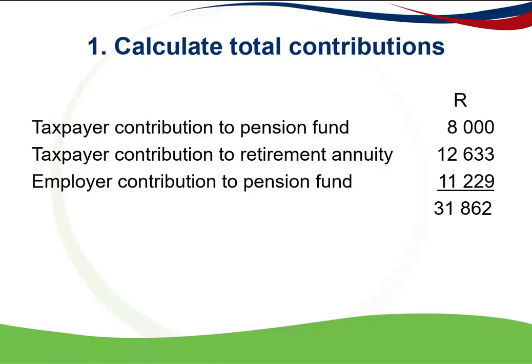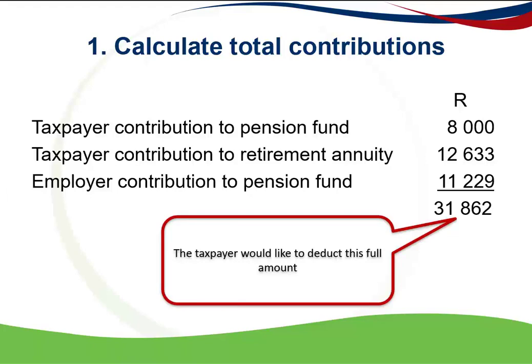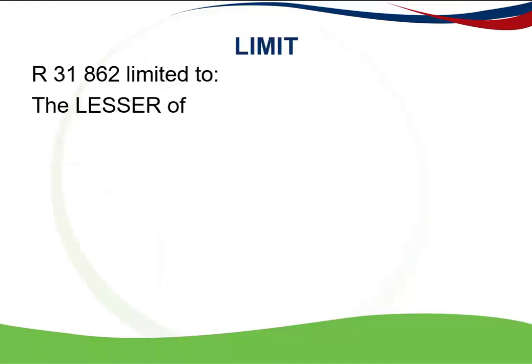Now remember, you also need to look and see if there were any contributions that weren't deducted in the previous year of assessment, and you would add those to these total contributions. And this is what the taxpayer would like to deduct. So you can't ever deduct more than what the taxpayer contributed. Remember, you have to have paid out the amount in order for it to be a deduction. So let's have a look now at how the theory of the limit will apply.